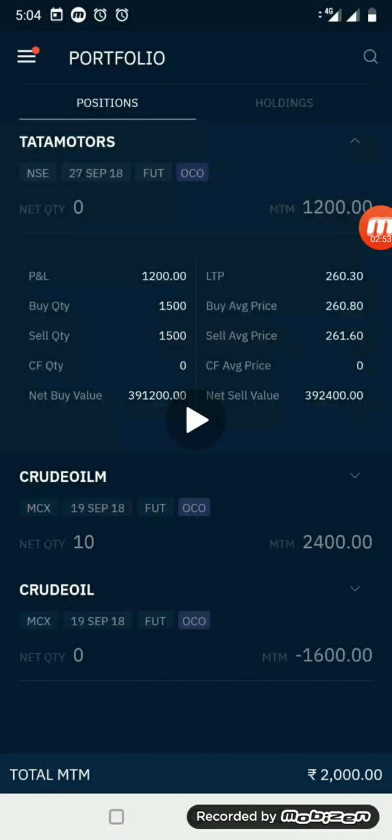It's best suited for working professionals. In case you want to make money in trading, if you're working and still want to make money, then just make use of OCO orders. It's very good and very useful.